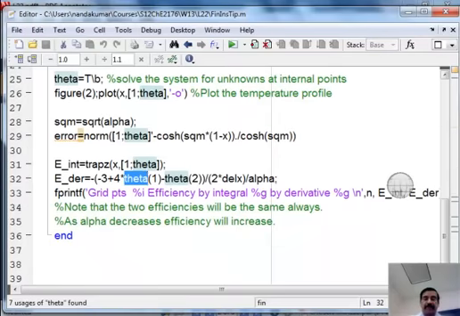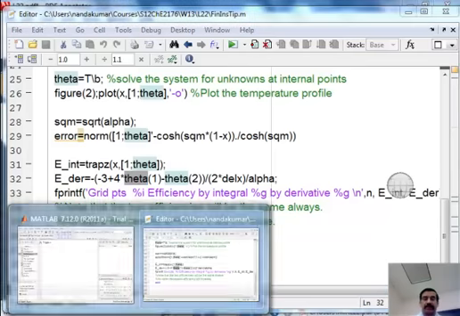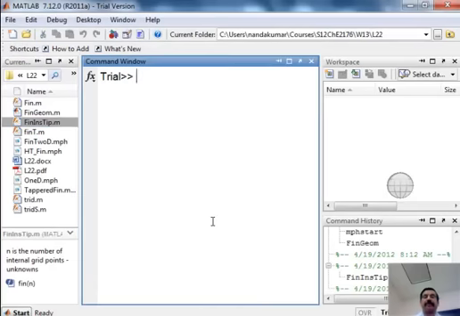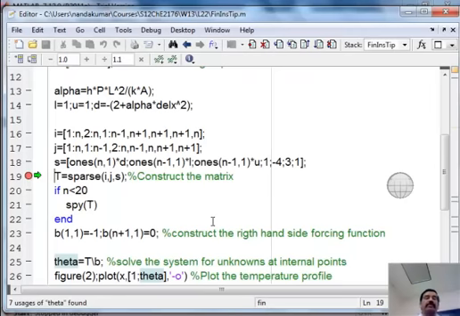So how do I run this program? Fin in step. Let me just put 5. I have 5 grid points, internal grid points. So a total of how many unknowns? 6. Okay, so I have placed the breakpoint here to show you.